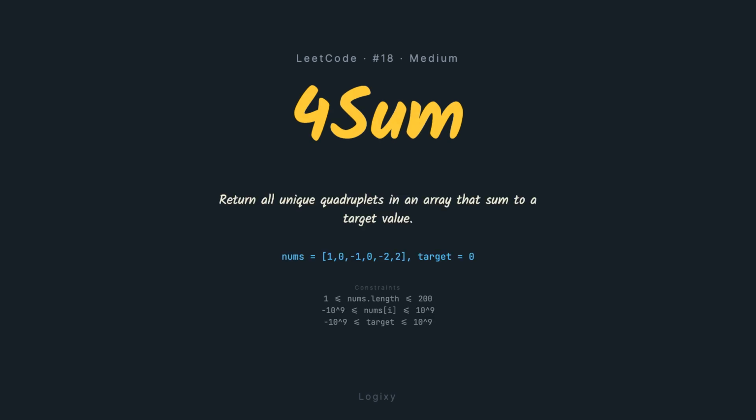Here's a question. You have a list of numbers and a target. Can you find every group of 4 that adds to it? And every quadruplet has to be unique. No repeats, even if the numbers come from different spots.